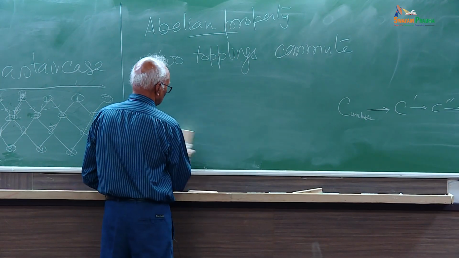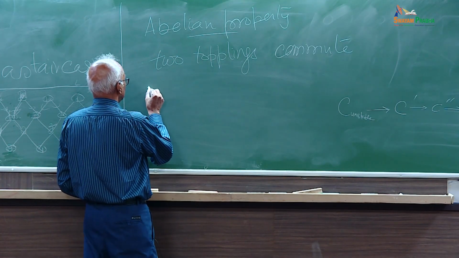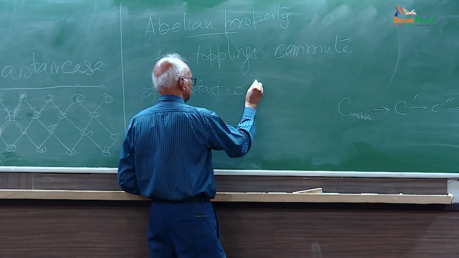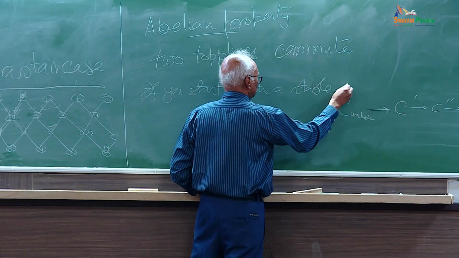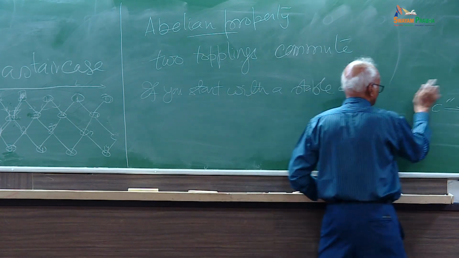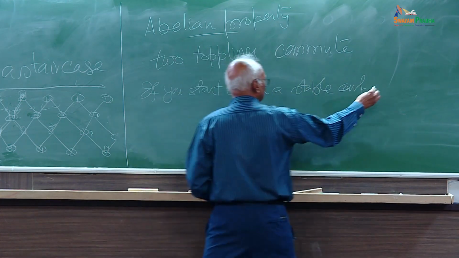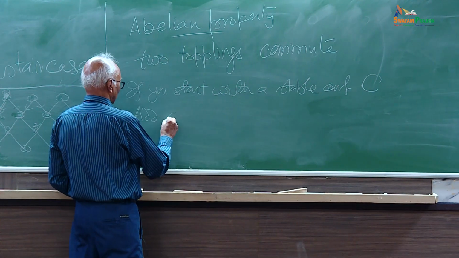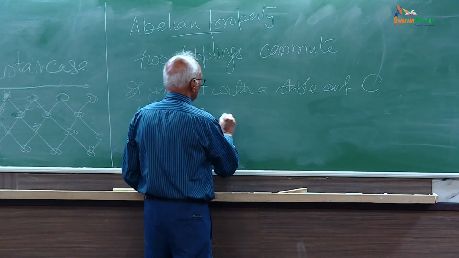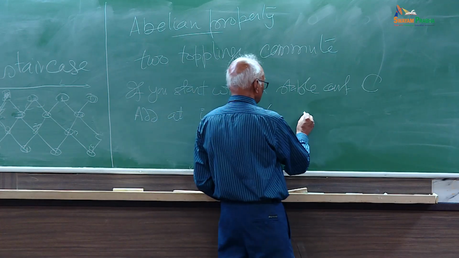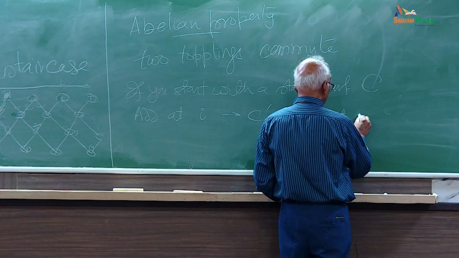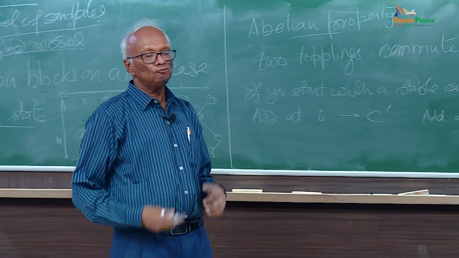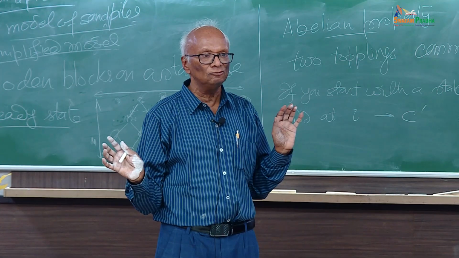So, two topplings commute, and the next result is that if you start with a stable configuration, denoted here by C, add at some site I, you go to C prime. Then you add at some other site J, and you go to C double prime, some other stable configuration. You add and you topple as often as needed until you get to a stable configuration, and we are only looking at the stable configuration.